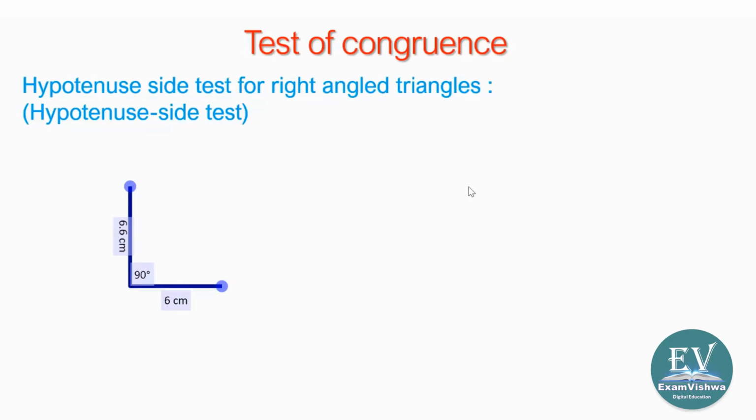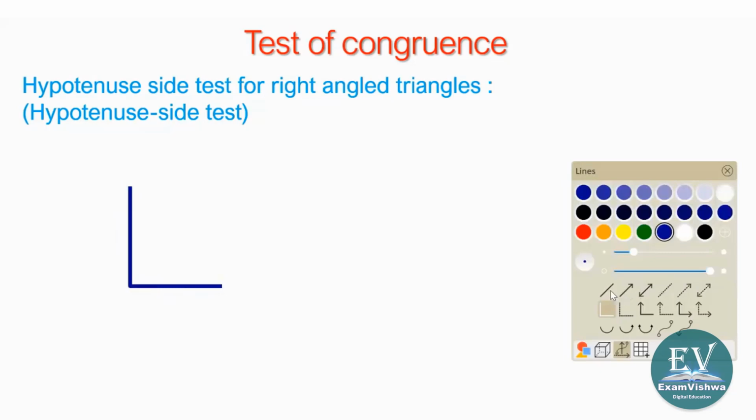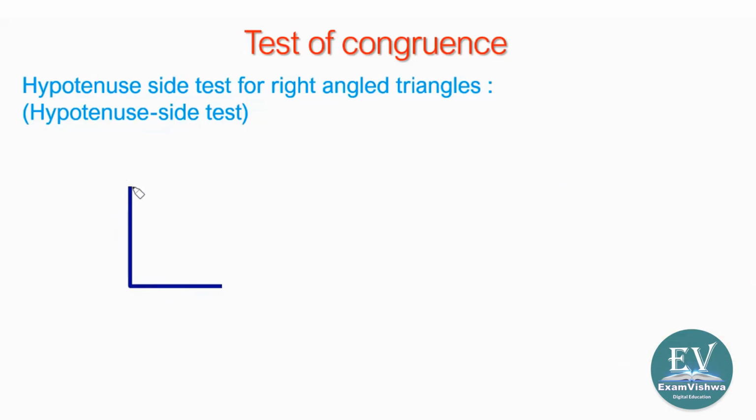So the right angle is there, and for the triangle you need one more side. If I have a right angled triangle having one side 6 centimeter and the other side, leave it aside, and hypotenuse equal to, for example, 8.7 centimeter, right, 8.7 centimeter. So a right angled triangle is formed.